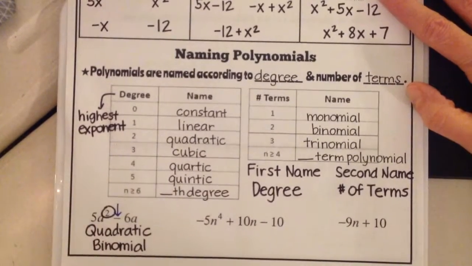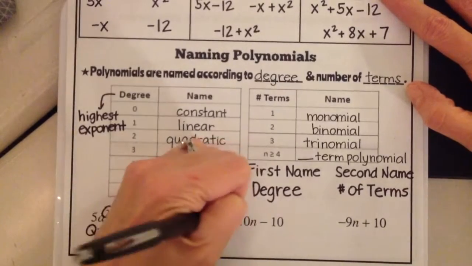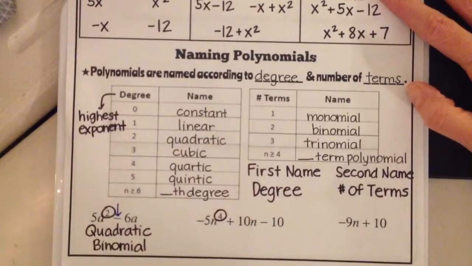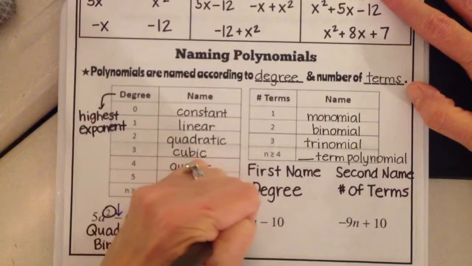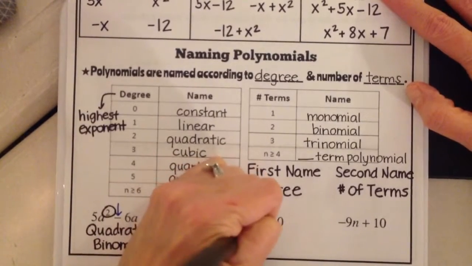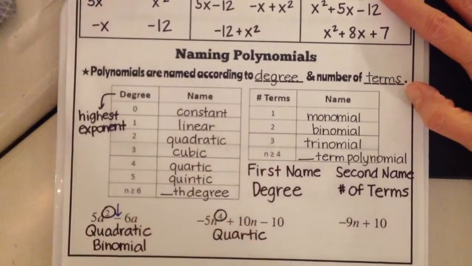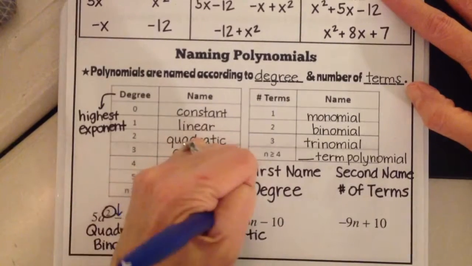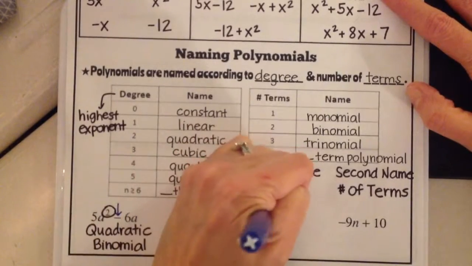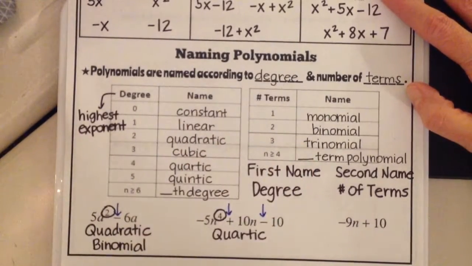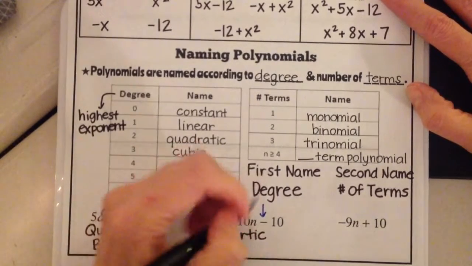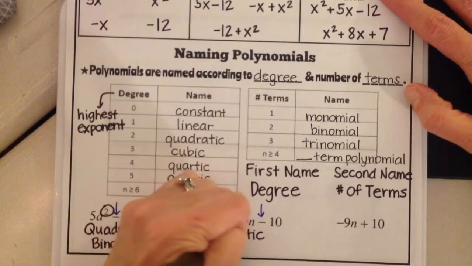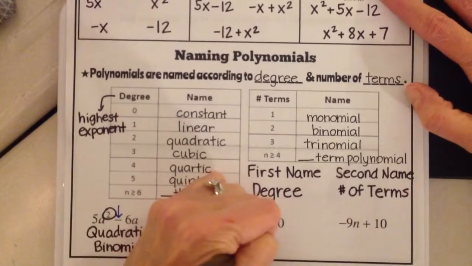All right, the next one. Again, we're going to look at degree, so we want the highest exponent number. 4, and according to the list, that is a quartic. And then we're going to look for subtraction and addition signs to separate our terms. And this separates our polynomial into 3 terms, so that tells me it's a trinomial. So we have a quartic trinomial.